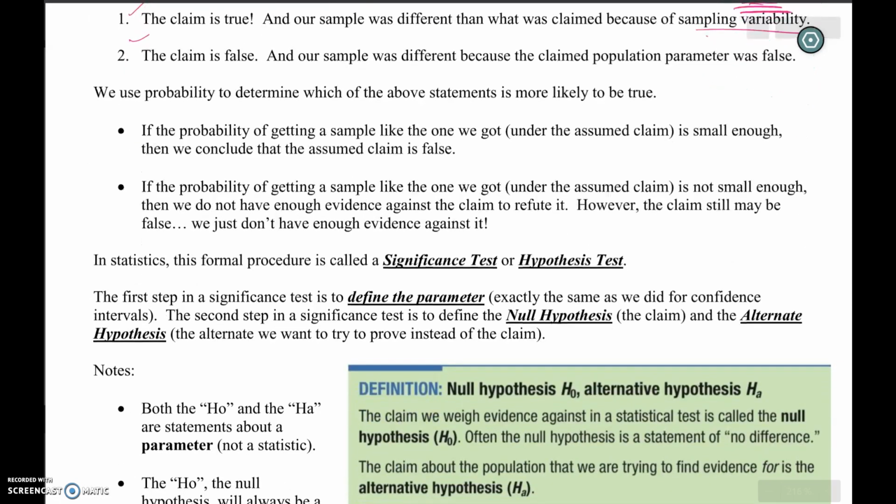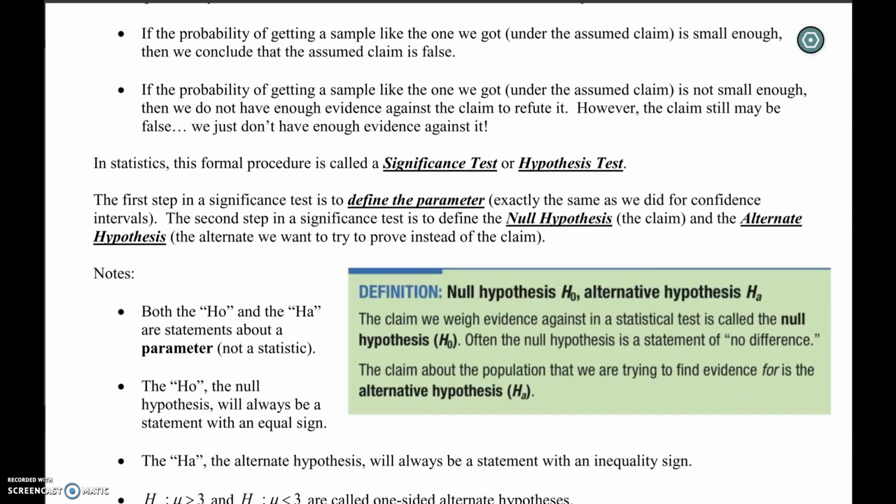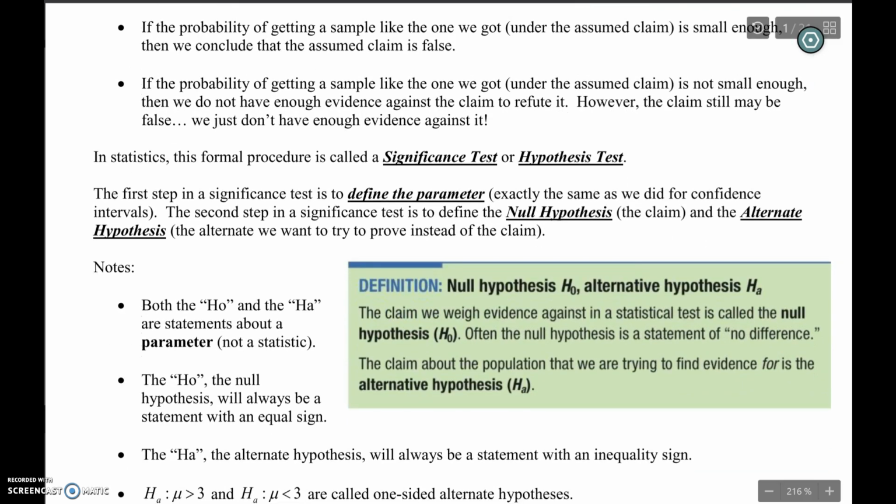Okay, and you can read through this if you want here, but in statistics, this formal procedure is called a significance test or a hypothesis test. We called it hypothesis test back in the day. I think now they're kind of calling them significance tests because it determines if you have a significant difference in things, I guess. The first step in a significance test is define the parameter. Exactly the same as we did for confidence intervals, so the P step remains the same.